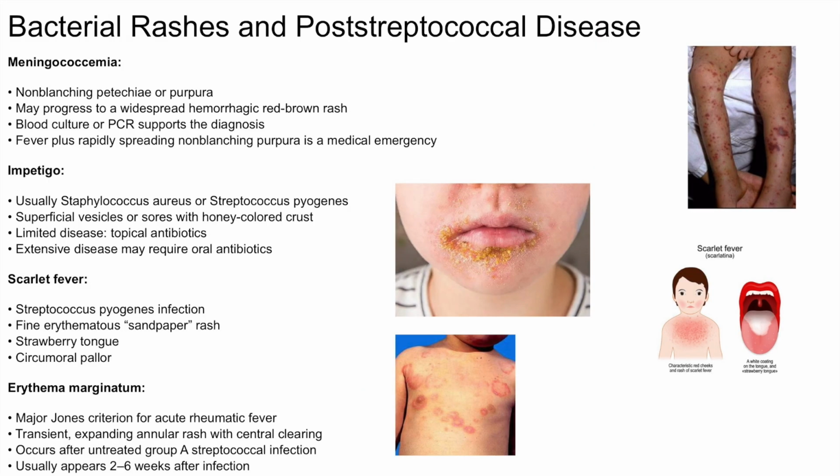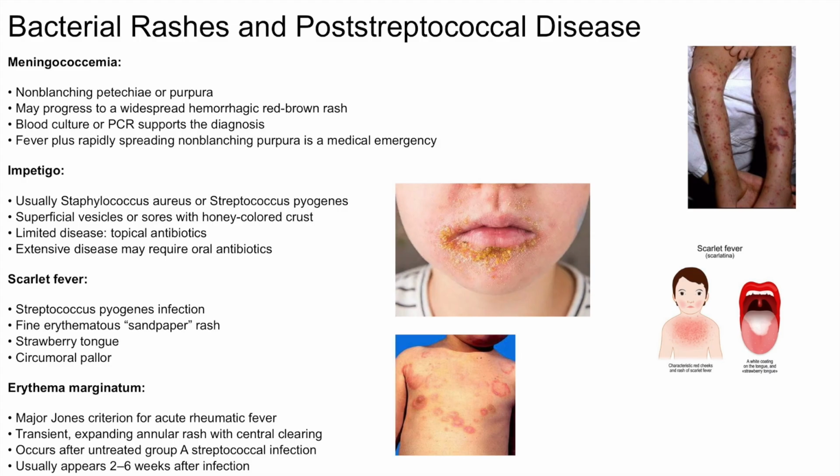So fever with rapidly spreading, non-blanching petechiae or purpura should be treated as meningococcemia until proven otherwise. The rash may progress to widespread hemorrhage, and cultures or PCR can support the diagnosis, but emergency antibiotics should not be delayed in a critically ill patient.